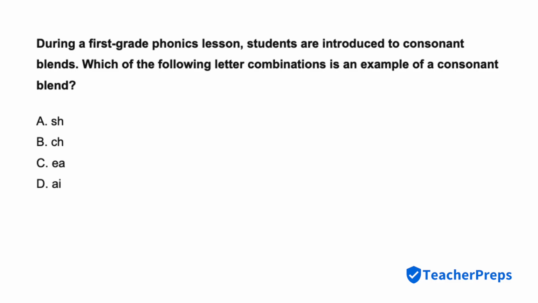During a first grade phonics lesson, students are introduced to consonant blends. Which of the following letter combinations is an example of a consonant blend? Correct response is letter A. The SH is a consonant blend representing two consonant sounds, S and H, blending together at the beginning of a word, such as shop or shoe.